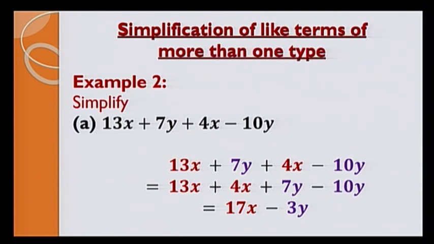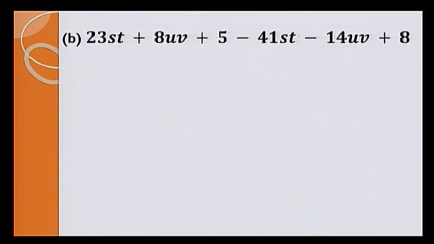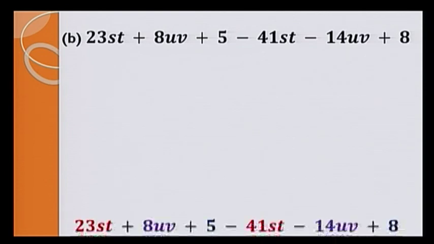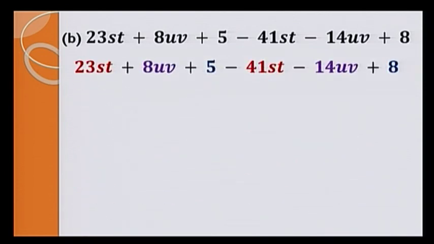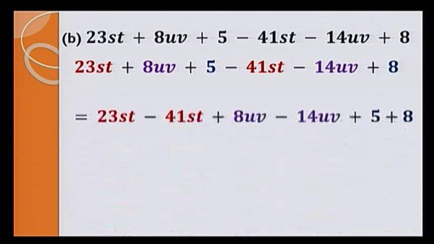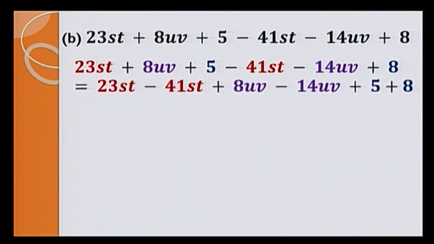Let's have a look at part B. 23st plus 8uv plus 5 minus 41st minus 14uv plus 8. Here we have three types of like terms: st, uv, and the constant term. Again, we identify our like terms and then we rewrite them by grouping the like terms together.